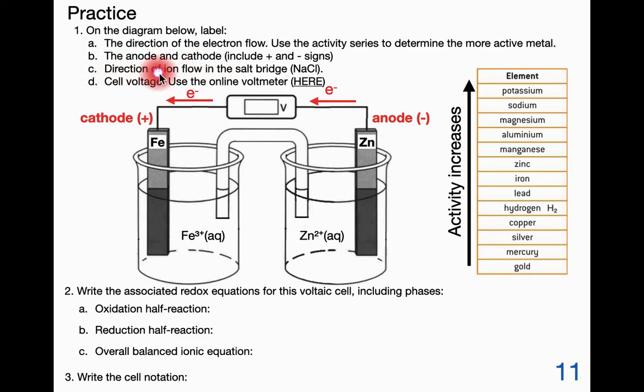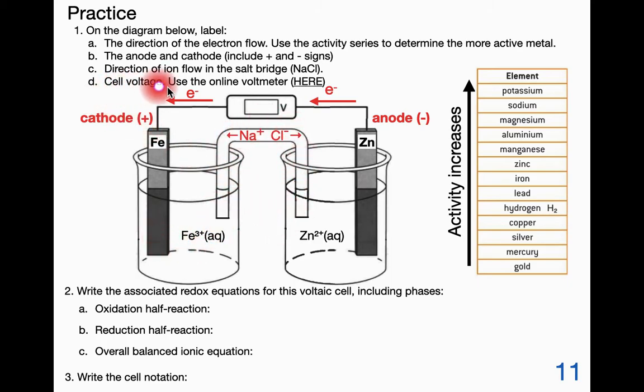Okay, the direction of the ion flow in the salt bridge. So remember that the electrons, in this case, are flowing counterclockwise. So the anion in the salt bridge needs to go in that same counterclockwise direction. So the chloride is going counterclockwise along with the electrons.